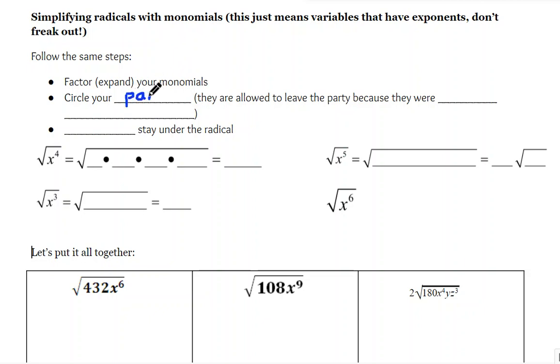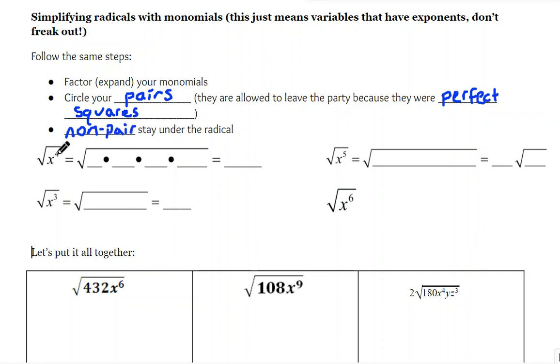We're going to circle our pairs. They are allowed to leave the party because they were perfect squares. Just like how we just did with the numbers, we can do the same thing with variables. Non-pairs are going to stay inside the radical. So anything that doesn't have a pair is going to stay under.